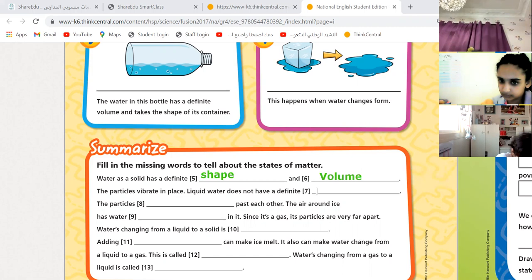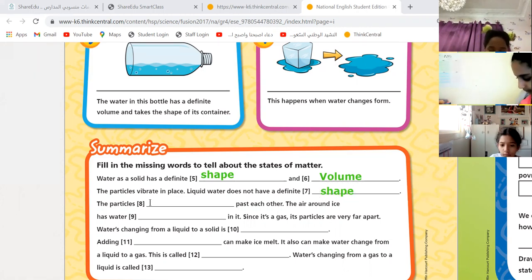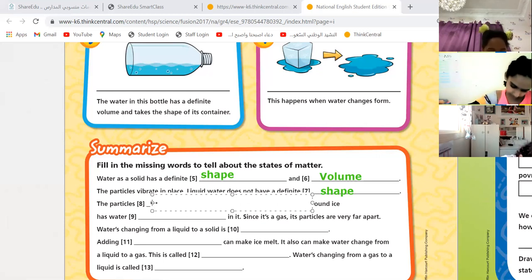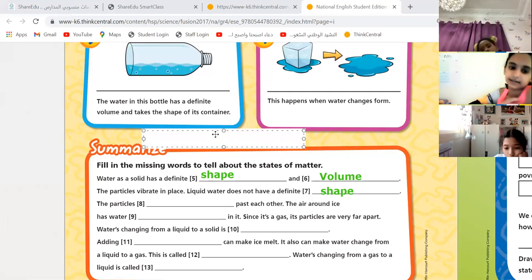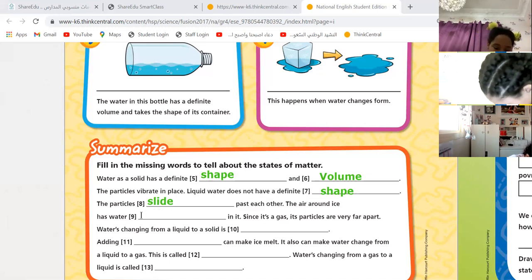Excellent. The particles hang on... The particle shape. The particles what? Number eight. They slide past each other. Excellent, slide past each other. Number nine.